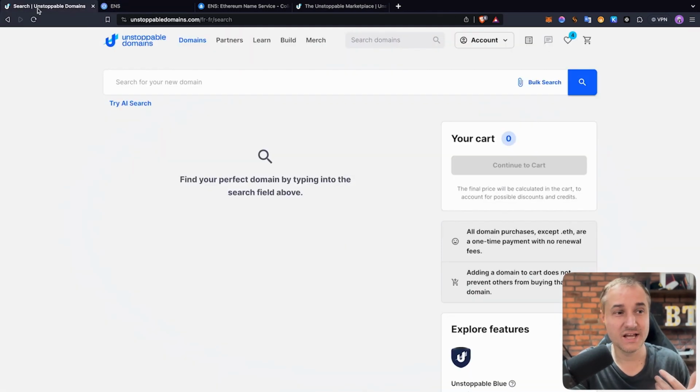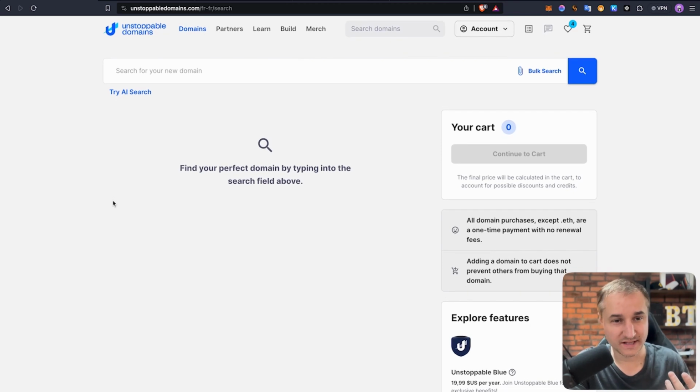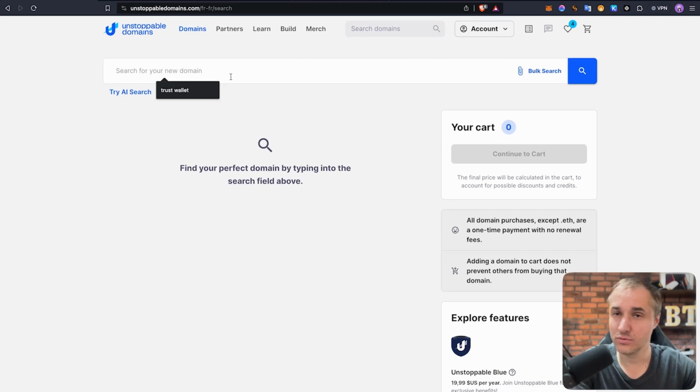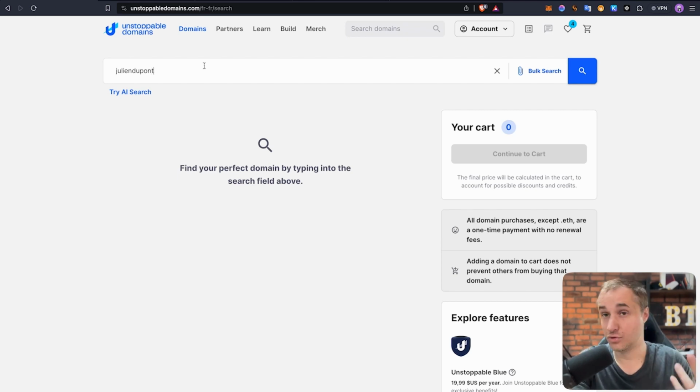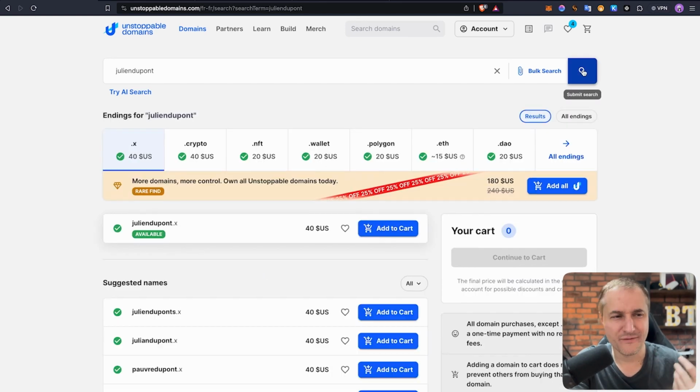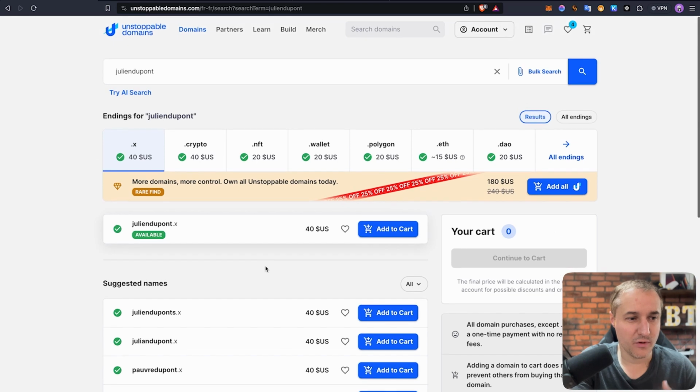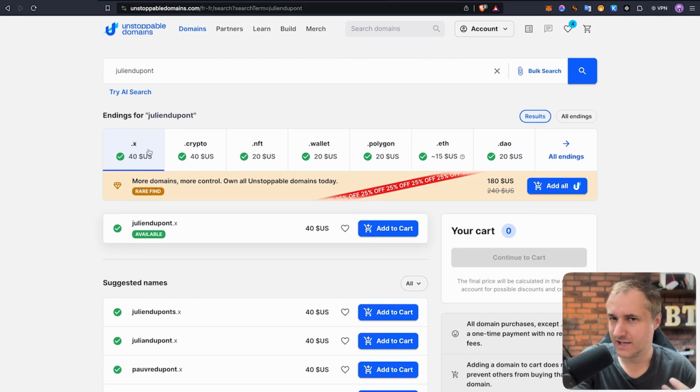I'm going to show you this right now, so how does it work? Let's say your name is Julien Dupont, Dupont with one T, and you want to obtain a domain name based on your name to link it to your wallet. Well, quite simply, you can go, for example, to Unstoppable Domains. You will do a search and you can see that it offers you different extensions like .crypto, .nft, .wallet, .polygon, .ethereum. And you can see that there are different prices when you acquire a domain name on Unstoppable Domains. You will pay for it once and it will belong to you for life.